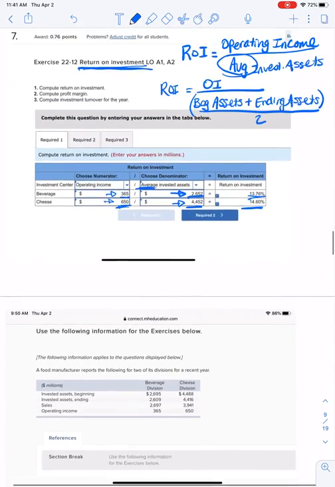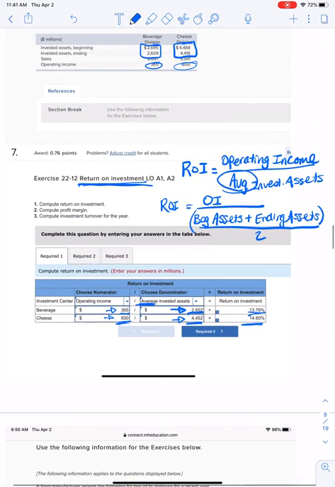If you are comparing an income statement item, which deals with only one period of time, and a balance sheet item, which deals with multiple periods, then you've got to take an average of that balance sheet number to bring it closer to being comparable to that single period number of the income statement item. Operating income is an income statement item, and average invested assets is the combination of two periods of asset numbers, the beginning and ending asset numbers for something found on the balance sheet. So we do want to make that comparison.